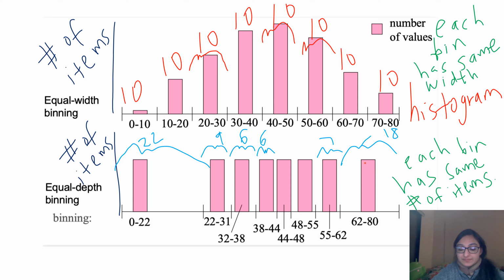This is what matters. What we're caring about here is the height. We want the height to be the same. That's what we care about here. So they should all be the same height. But for the equal width binning, what we care about is this. We care about the width being the same width.